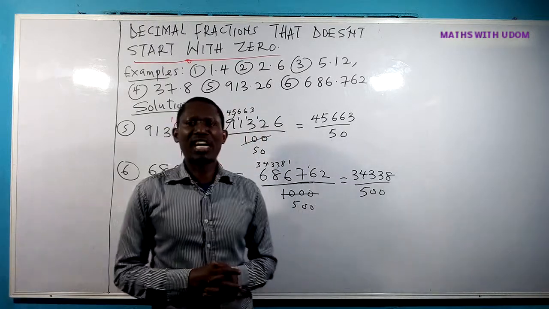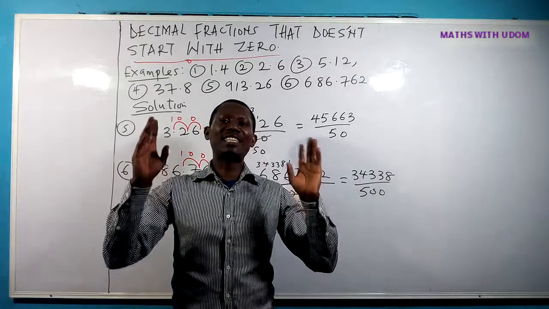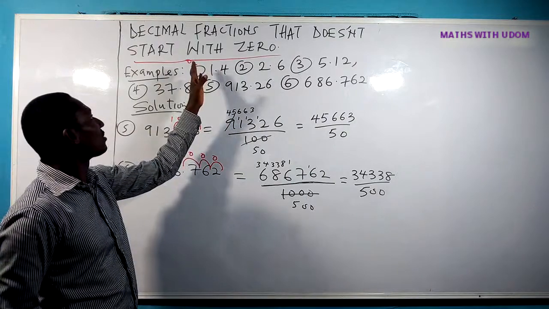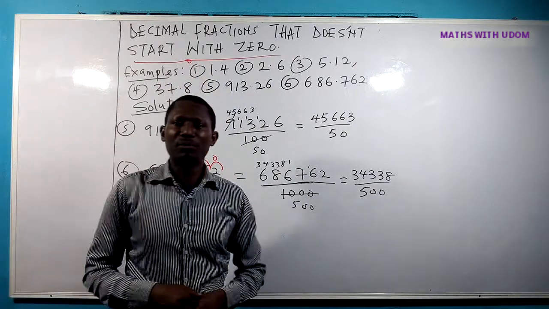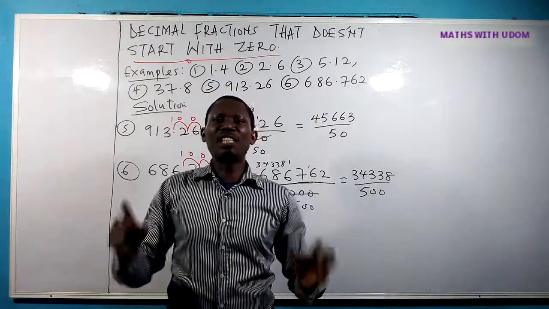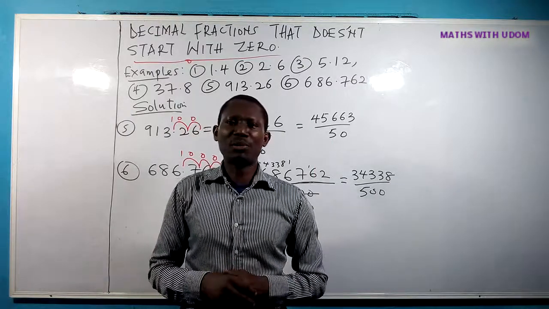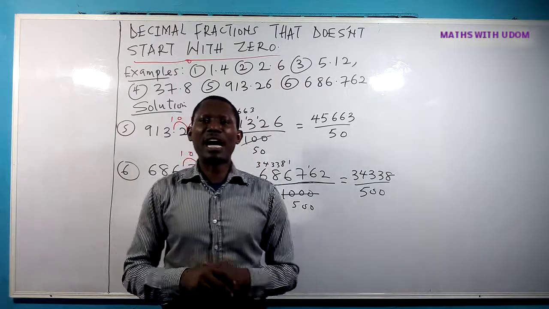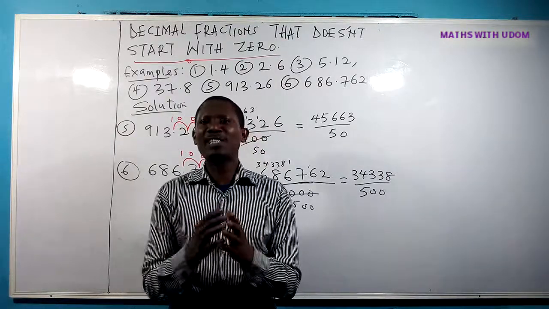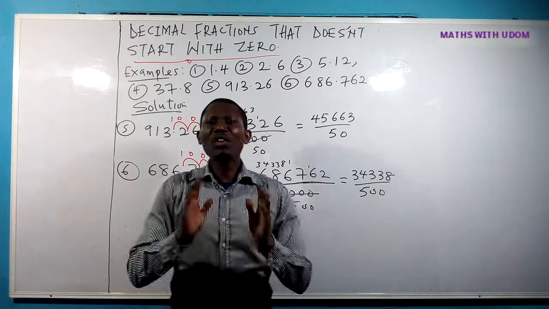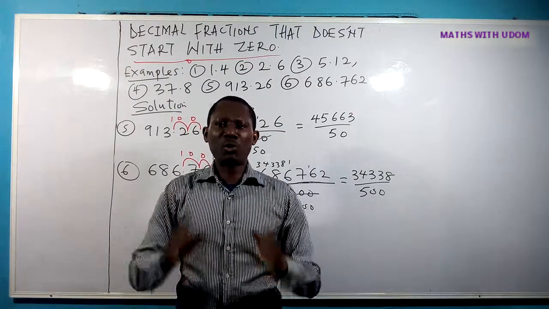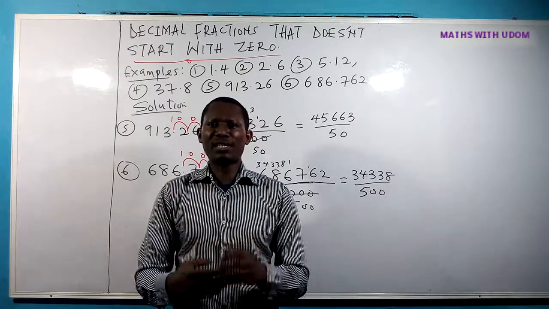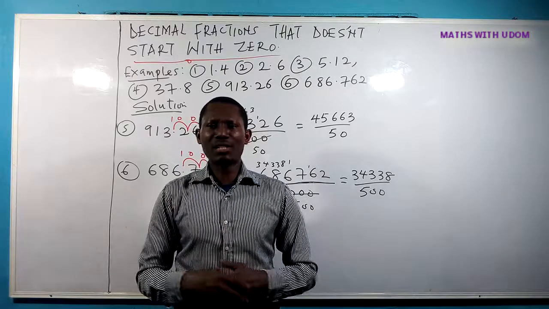So I'm going to give you an assignment. The assignment is that we are going to write 10 different examples of decimal fractions that don't start with 0. You do this, show it to your teachers in your school, they will mark it accordingly and do appropriate correction, and you get better by the day. Okay? Remember, the best way to understand mathematics, to do mathematics, is constant practice. You keep on practicing and then you become mathematics guru.